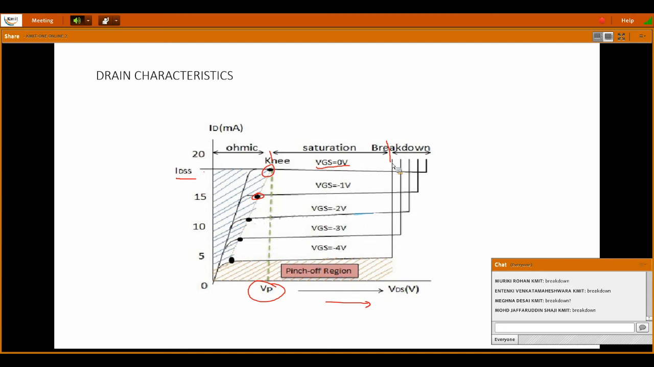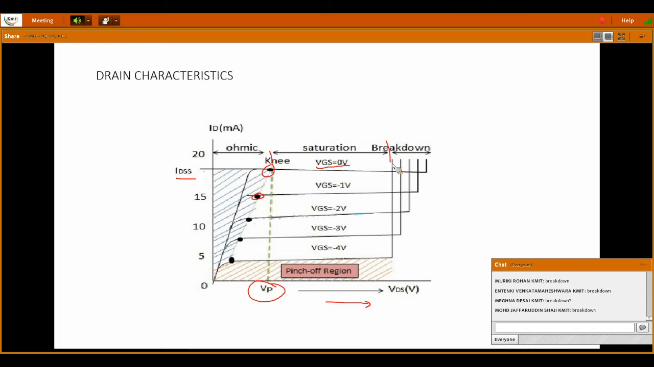Now, even after saturation, if you still increase VDS, what happens? Here, avalanche breakdown occurs. Okay, there are two types of breakdowns if you remember. One is avalanche breakdown and another is Zener breakdown. But in JFET, avalanche breakdown takes place. What is breakdown? Breakdown means a heavy amount of current flows. Okay, because of high applied voltage and high reverse bias, the covalent bonds will be broken and more carriers are released, and avalanche multiplication occurs. How does avalanche breakdown occur?